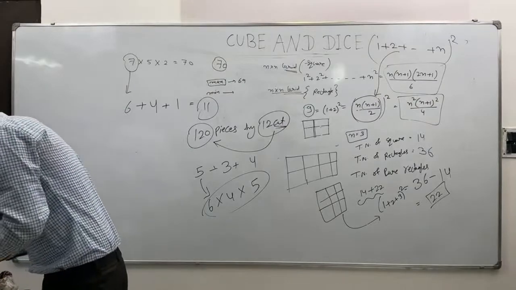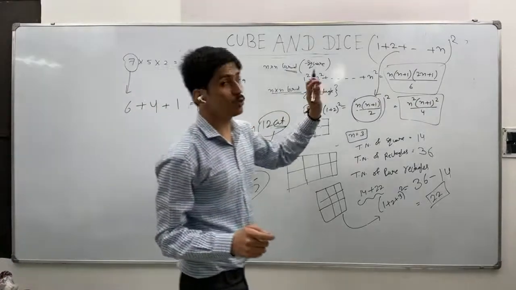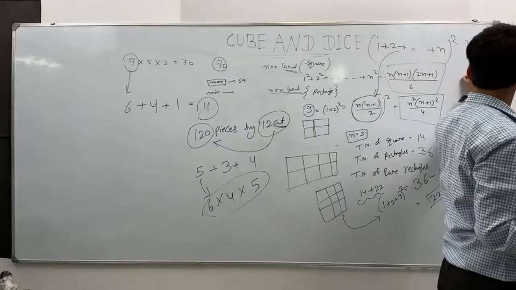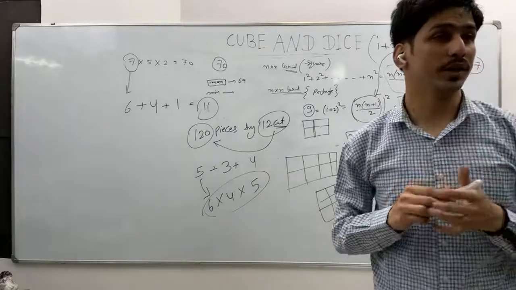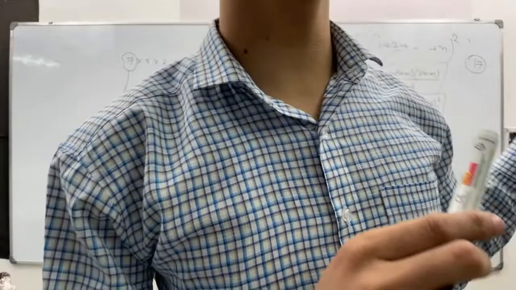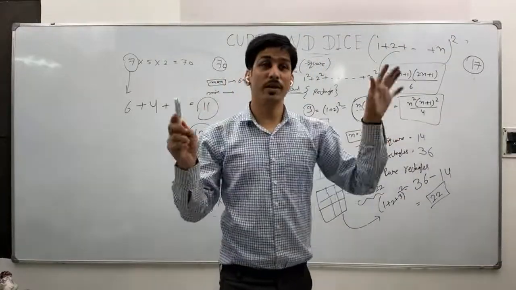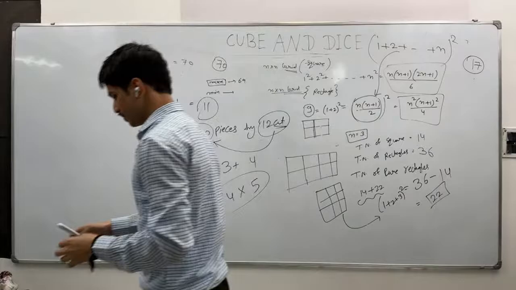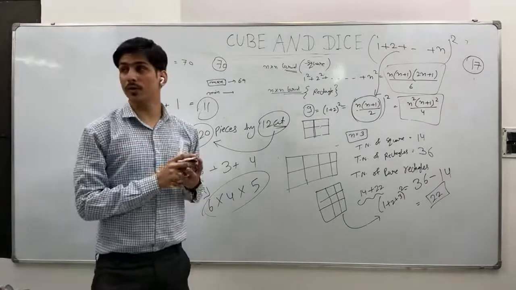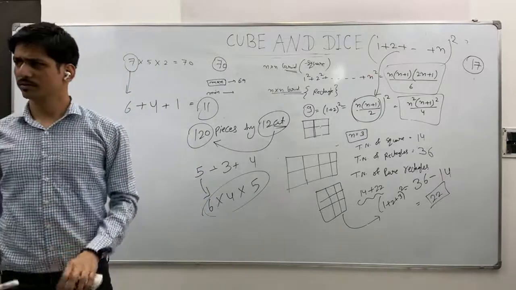Okay, last question I'll give. Let's say you have a total of 17 cuts. Now what is the maximum number of pieces you can get from here? And what is the minimum number of pieces you can get from here? Minimum is 18. Maximum?